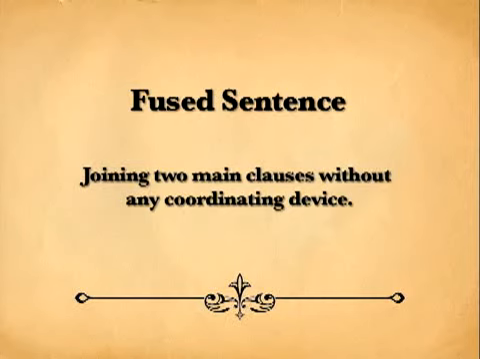Now, related to the run-on sentence and often lumped together with it is what is called a fused sentence. A fused sentence is fairly straightforward. It's when you have two main clauses fused together with no coordinating device in between them, so that you just cram one into the other, kind of like a nasty train wreck. Let's look at an example.